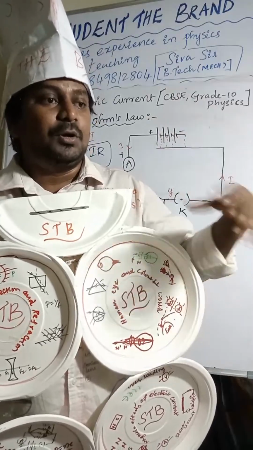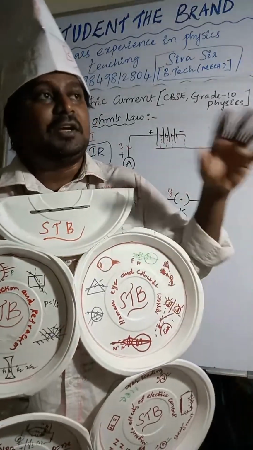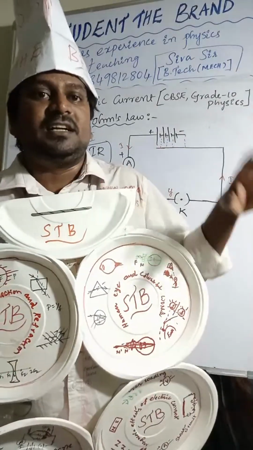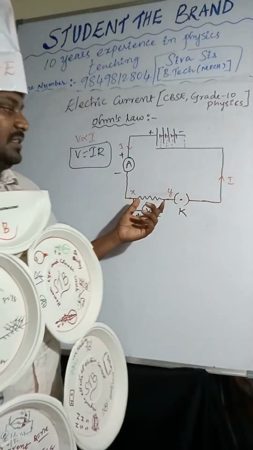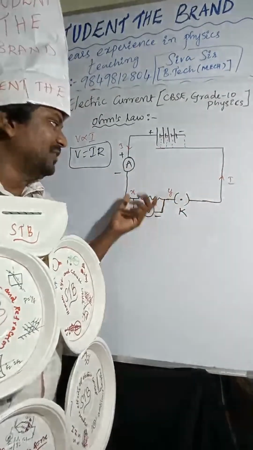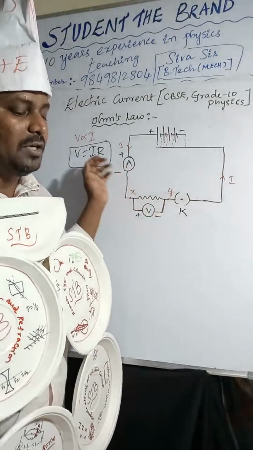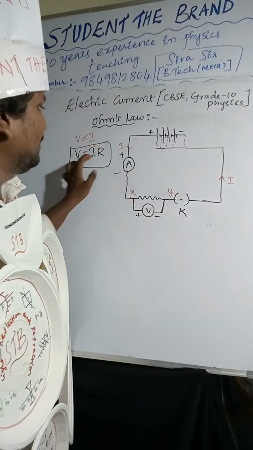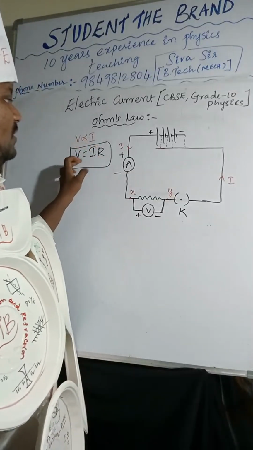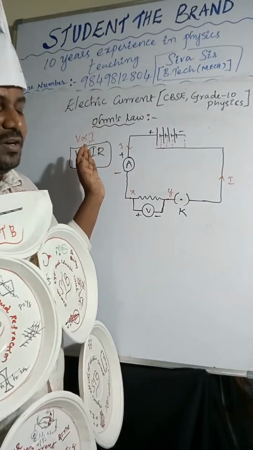So Ohm's law, that is about ohmic conductor. So for an ohmic conductor at a constant temperature, the potential difference across the ends of the given metallic conductor is directly proportional to current flowing through it. V is directly proportional to I. V equal to IR. So Ohm's law gives the definition of resistance.